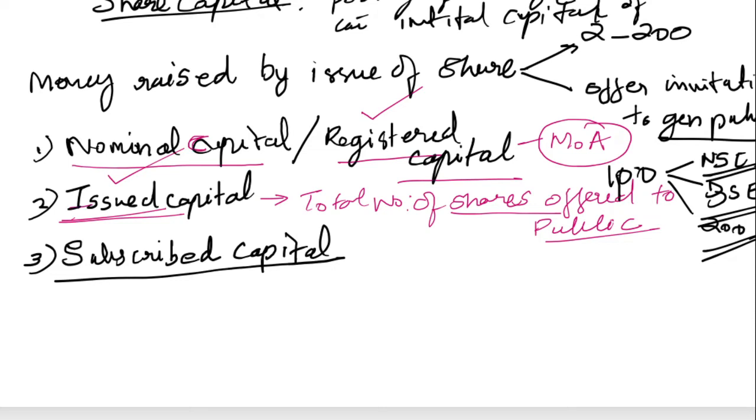All right. So what do you mean by subscribed capital? It is that part of the issued capital which is taken up by the public. That part of the issued capital which is taken up by the members is called subscribed capital.